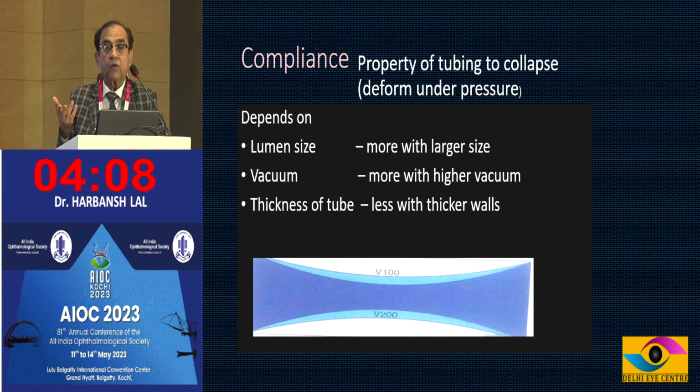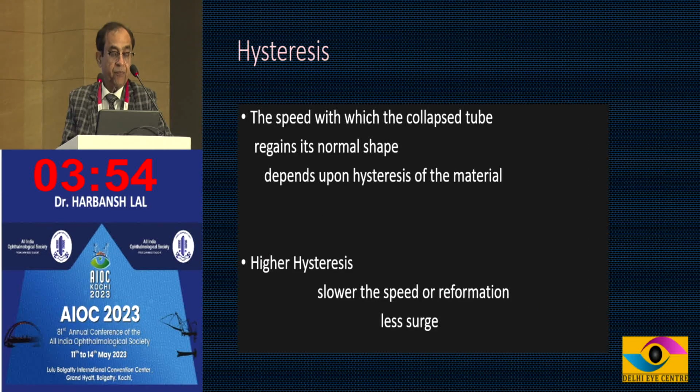Earlier on we used to use silicone tubing which we used to autoclave, and they had a very soft texture, so they used to collapse much more. Now with the disposable system, the tubings are much harder, and with a narrow bore they do not collapse so much. And hysteresis is the speed with which the collapsed tube regains its normal shape. If it comes back fast, it will suck more from the anterior chamber. But if it comes slowly back to its normal shape, it won't suck that much fluid.